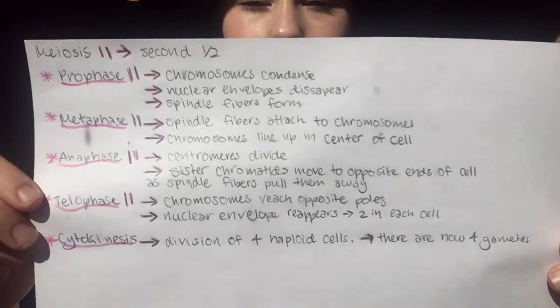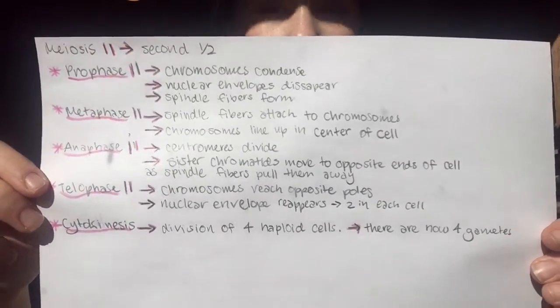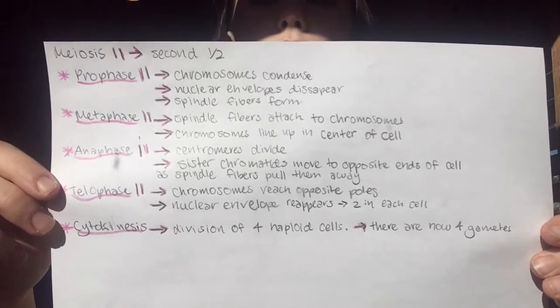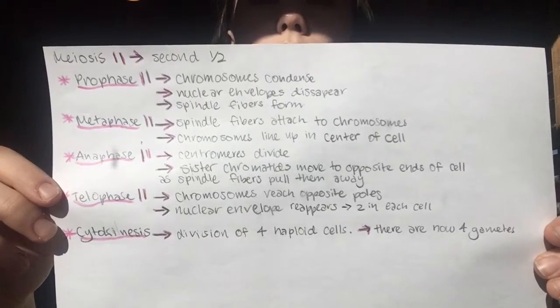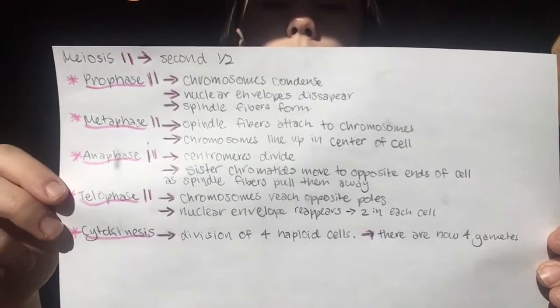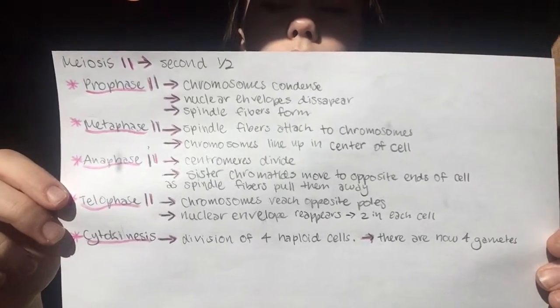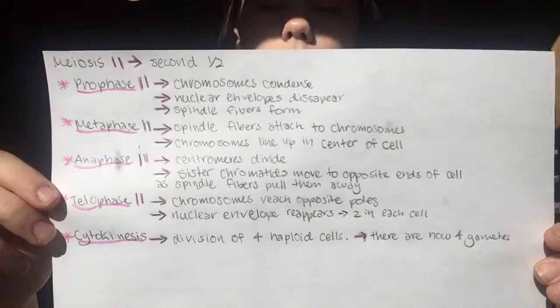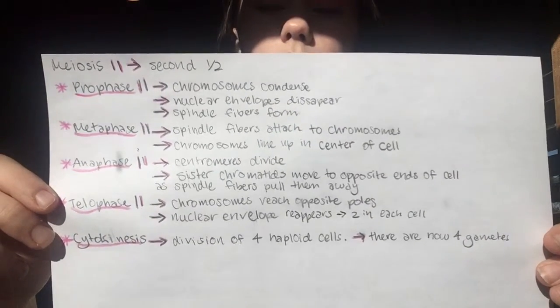After that one, we have anaphase 2, where the centromeres divide, and the sister chromatids move to opposite ends of the cell as spindle fibers pull them away. After anaphase 2, we have telophase 2, where the chromosomes reach opposite poles, and the nuclear envelope reappears. Now there is 2 in each cell.